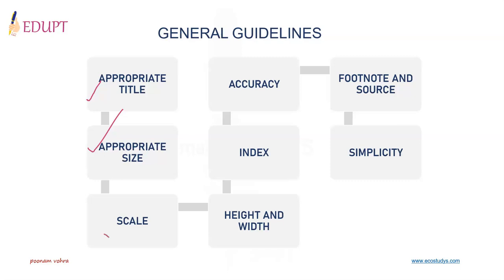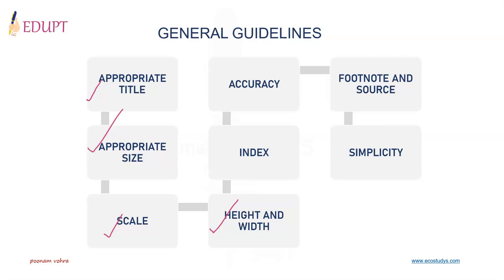And third is the scale. That is, the construction of diagrams should be done with the proper geometric instrument and use of a proper scale. The scale used for the construction of the diagram should also be mentioned below the diagram in order to present the different items, such as maybe 1 unit is equal to 1000 kilometers or so. Next, the height and width of the diagram should be in appropriate proportion and they should be properly labeled.